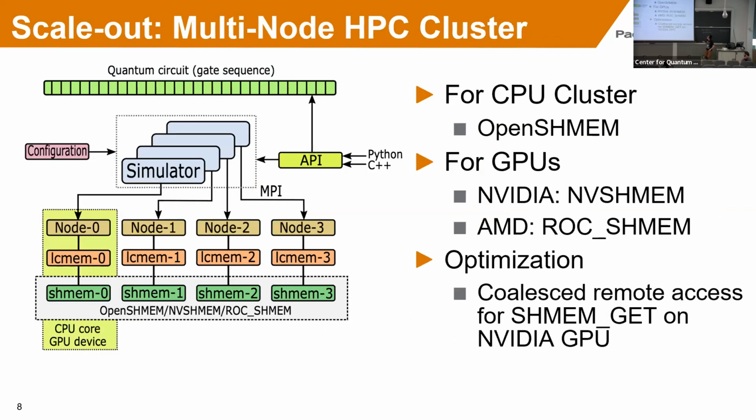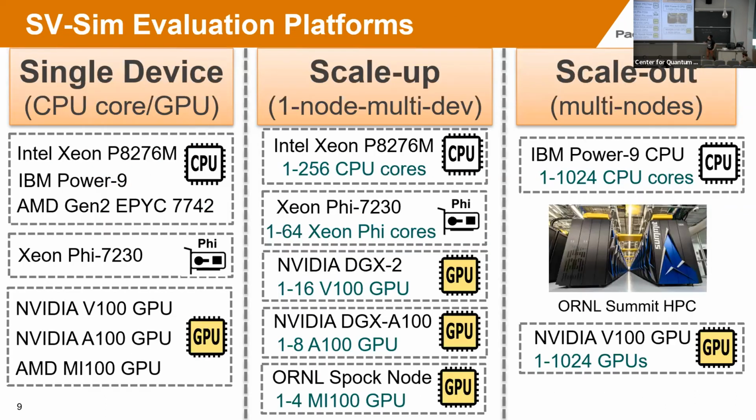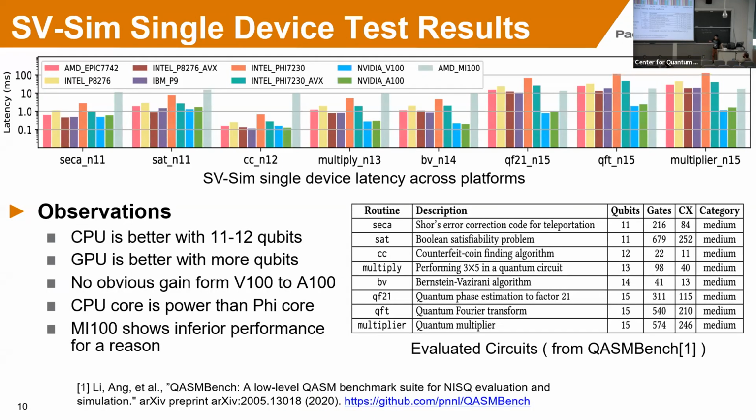Here we show the structure of the simulator. We perform these tests on different devices for the single device scale up on CPUs, GPUs, and Xeon Phi, and this test was performed on the IBM Power 9 and NVIDIA V100 GPU-based Summit system. I just quickly show some of the results. These benchmarks are from QASMBench, which is another thrust of our work. And we perform this testing on all these platforms just shown.